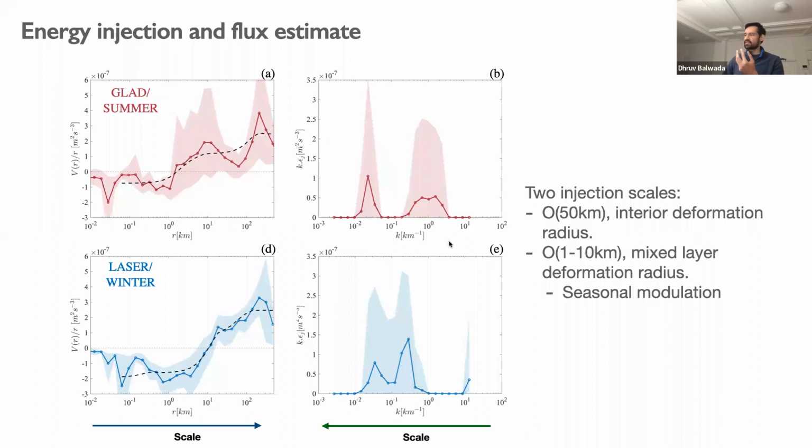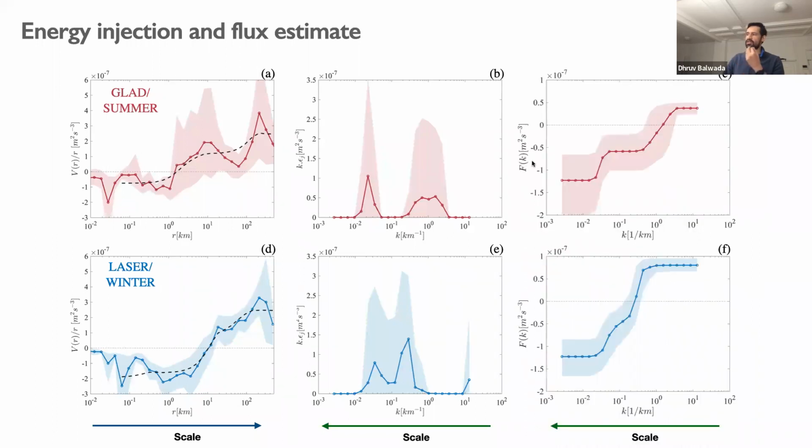And once we have this, we can go and look at what the spectral flux FK looks like. Again, it's shown over here. Basically in summer, what we see is that at scales larger than about a kilometer, there's energy that's getting cascaded to larger scales.